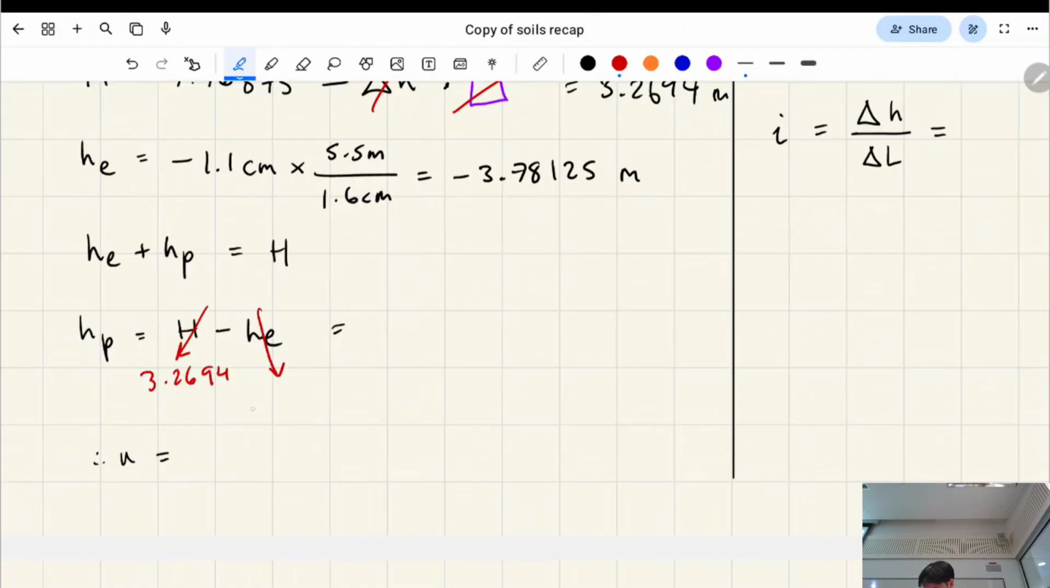And that was a negative number. So basically our pressure head is actually going to be higher than our total head. And that's because our elevation head was lower, I guess. So it's increased pressure.